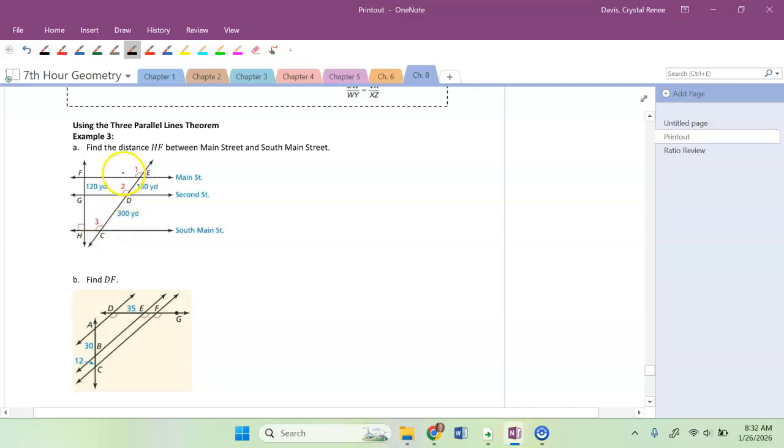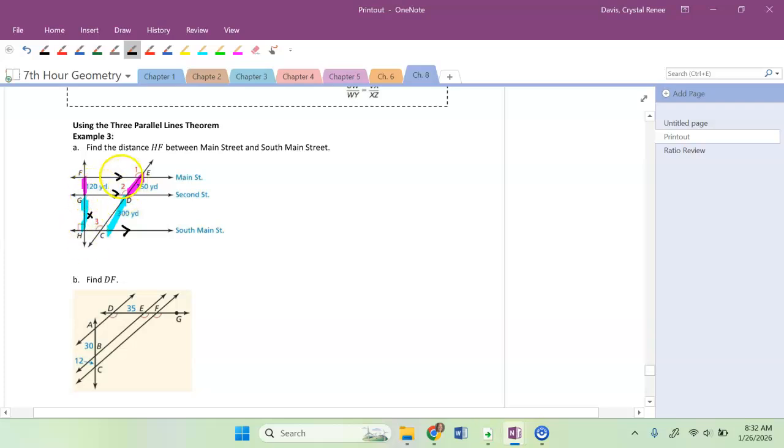Well, those are all corresponding angles, which means these three lines have to be parallel. Okay, so because they're parallel, I want to find the four pieces that it cuts. So like this piece and this piece are 1, those are corresponding. This piece and this piece are 1, those are corresponding. Okay, so I want to find the distance HF, this whole thing. But before I find that, I have to find this piece right here.